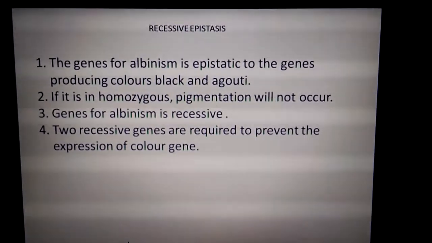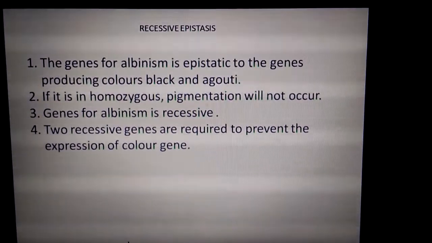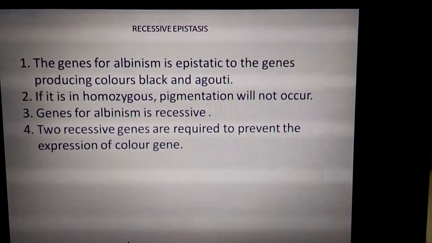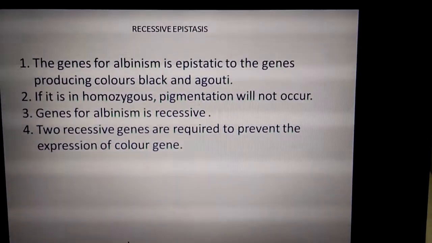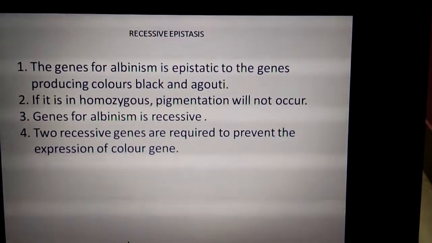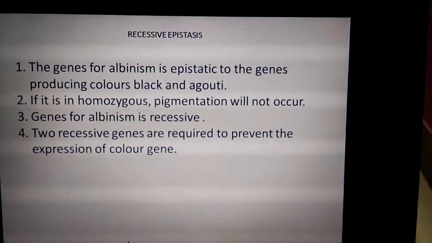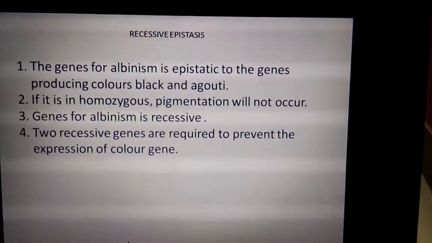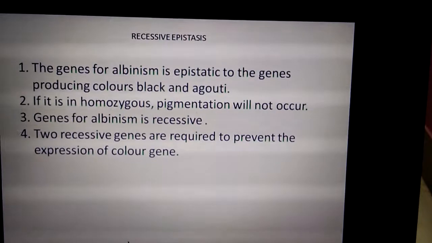The gene for albinism is epistatic to the gene producing color black and agouti. What is albinism? Albinism is the lack of pigment. When the genes for albinism are in homozygous condition, they will not allow pigmentation. As the gene for albinism is recessive, two such genes are necessary to prevent the expression of the genes for color. In human beings, the genes for albinism are recessive to black pigment of the skin, but if two such genes for albinism are present, they prevent expression of the black pigment color in the skin, even in Negroes.